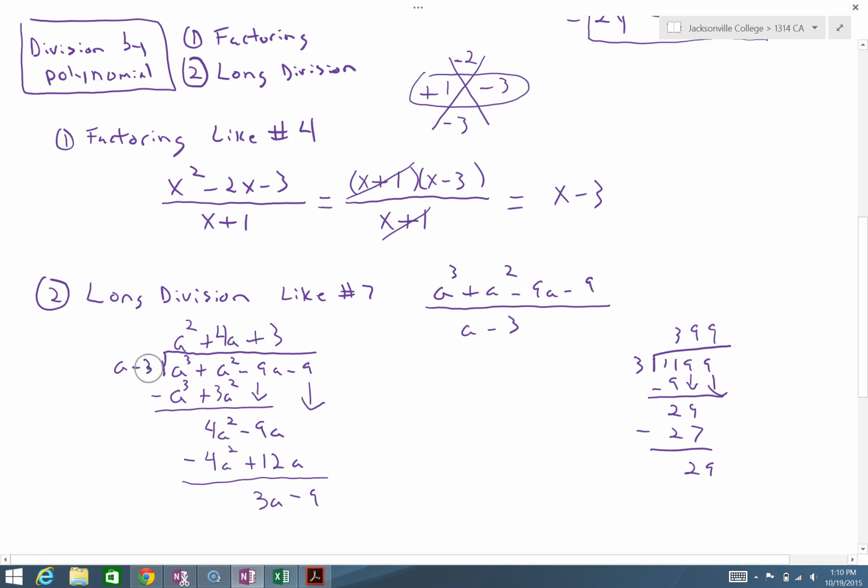Now multiply. 3a times a is 3a squared. 3a times minus 3 is minus 9a. Well, changing these, you can see you get 0. Here there is no remainder. Alright, so this is my quotient. This is the answer. A squared plus a plus 3 is the quotient there.